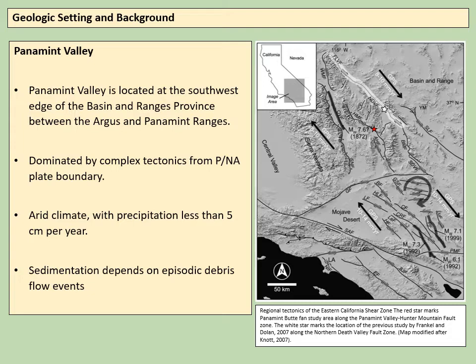Panamint Valley is located at the southwest edge of the Basin and Range province between the Argus and Panamint Ranges. For the past 4 million years, Panamint Valley has become dominated by right lateral strike-slip motion of the Hunter Mountain Fault Zone, which is marked there by the red star. This region receives precipitation of around 5 centimeters per year, causing sedimentation to depend on episodic debris flows.